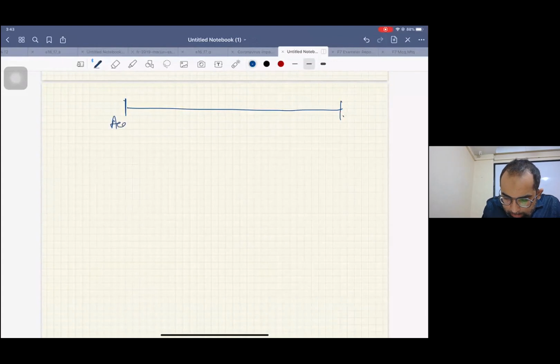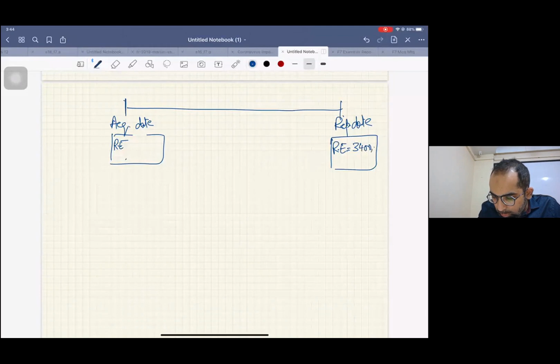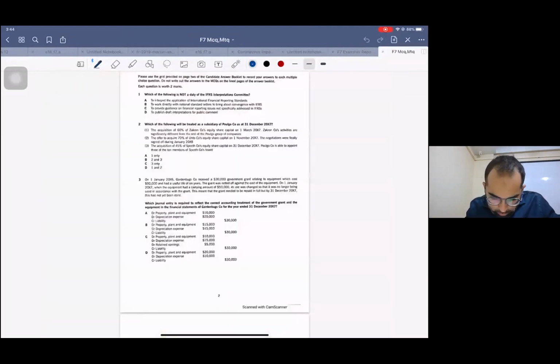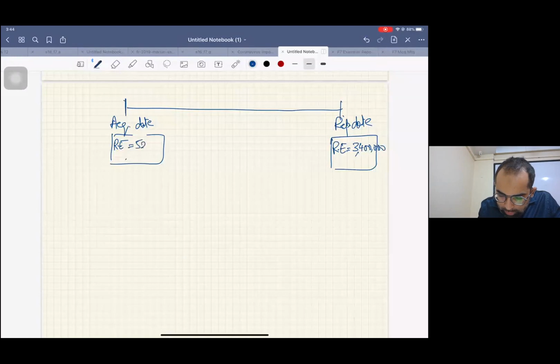This is the acquisition date retained earning. This is the reporting date retained earning. This is 3.4 million, that means 3400, I'm writing with actual zeros. And the acquisition date retained earning was 520,000. So first step, can anybody tell me what is S Company's post retained earning?